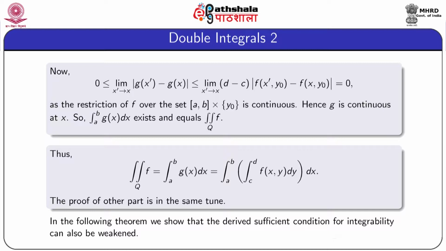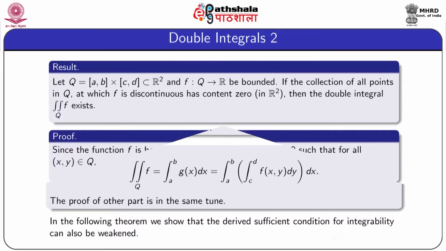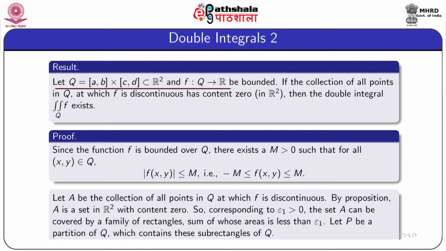In the following theorem, we show that the derived sufficient condition for integrability can also be weakened. Let Q equal [a, b] cross [c, d] and f from Q to R be bounded. If the collection of all points in Q at which f is discontinuous has content 0 in R2, then the double integral of f over Q exists.